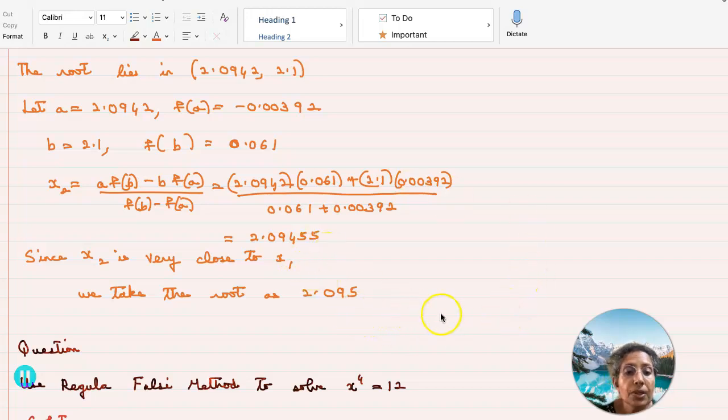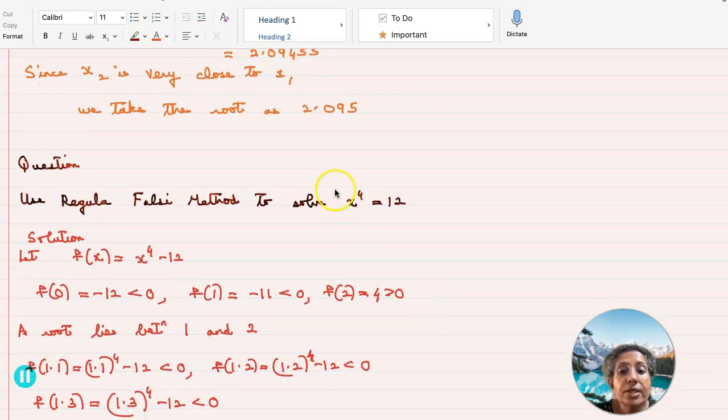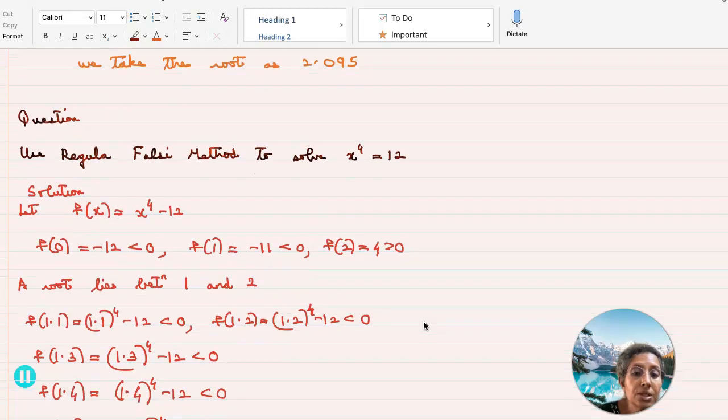We round it. The next question, use Regula Falsi method to solve x raised to 4 equal to 12. So again we assume that f(x) equal to x raised to 4 minus 12. Now this is an algebraic expression. So f(0) will be less than 0, f(1) is minus 11 less than 0, f(2) is 4 which is greater than 0, so a root lies between 1 and 2. Why? Because f(1) less than 0, f(2) greater than 0.